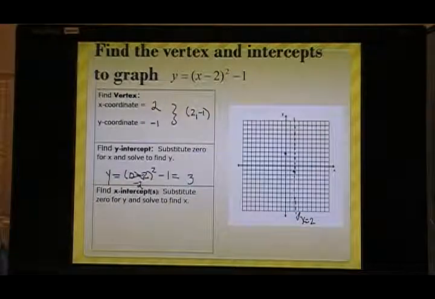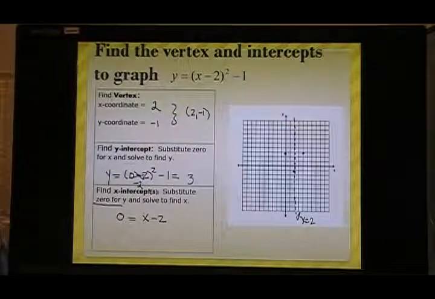So if we know we've got a point 2 to the left there, we've got another 2 to the right here, and so at that point we can graph without even actually finding the x-intercepts. But to find the x-intercepts, again, we're looking for a place on the x-axis. So we substitute 0 for y, and we have 0 equals x minus 2, quantity squared, minus 1.